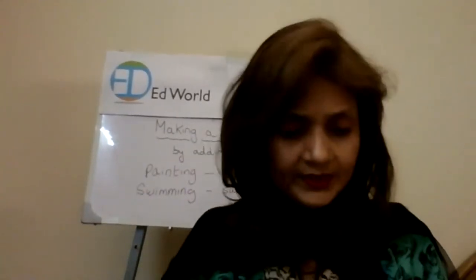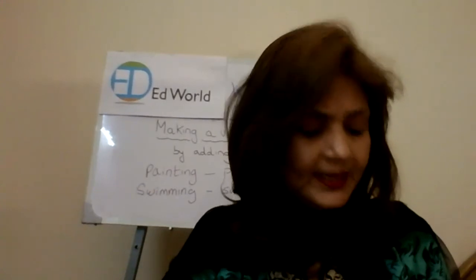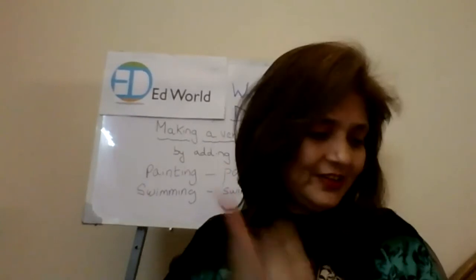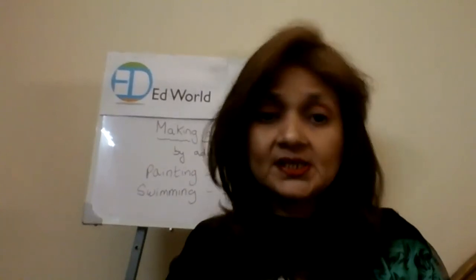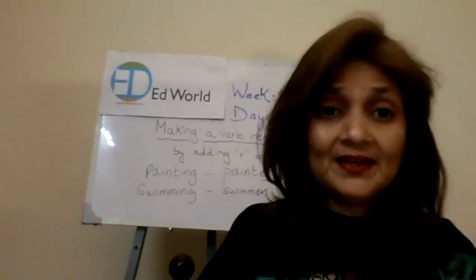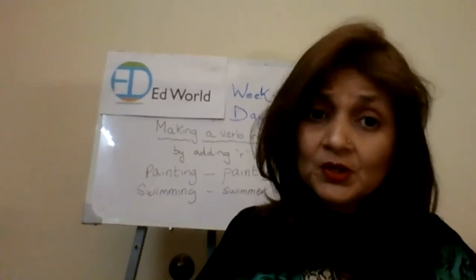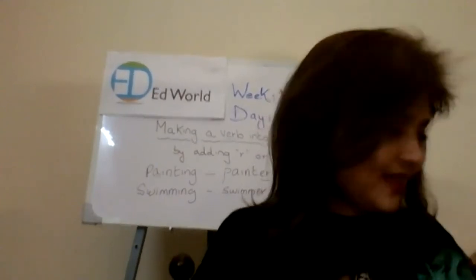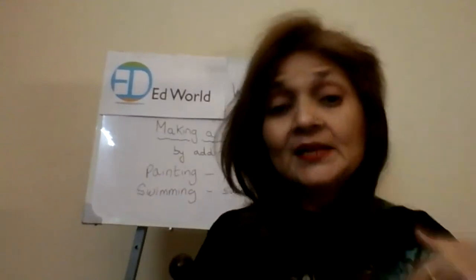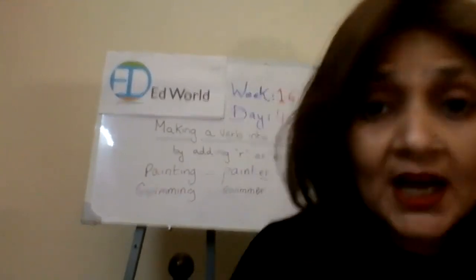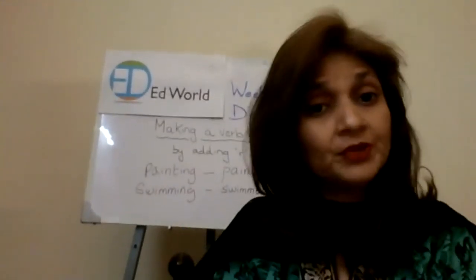All right, now here, I drive a car. I am a driver. Very good. Number 2, I sing songs. I am a singer. Very good. I swim in races. I am a swimmer. Excellent. I write books. I am a writer. Wow, very good class. So nice. That means that you know how to make a verb into noun.